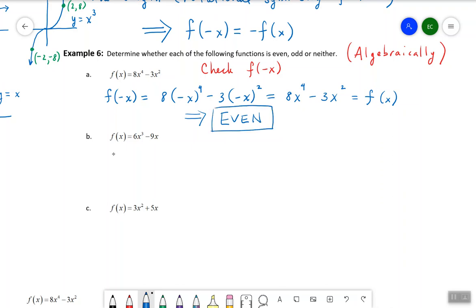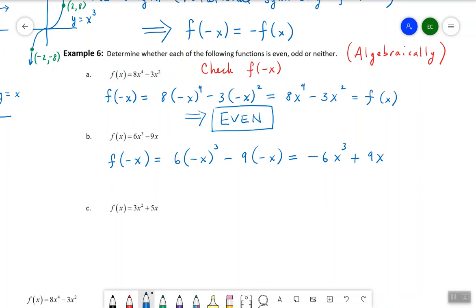Let's do it again. This time f of negative x is equal to 6 times negative x to the 3rd power minus 9 times negative x. And so negative 1 to the 3rd is negative 1 times 6 is negative 6x cubed minus 9 times negative x is plus 9x.